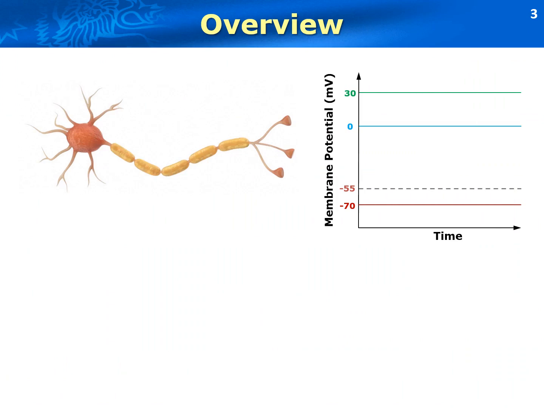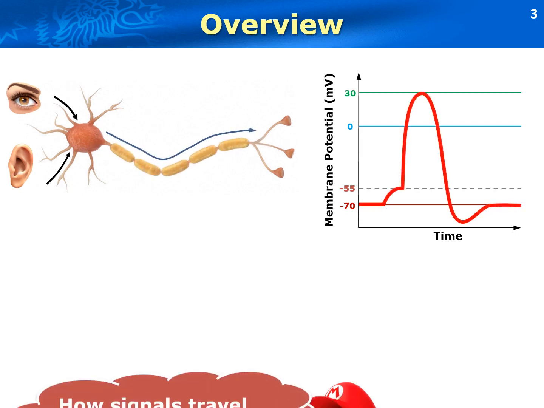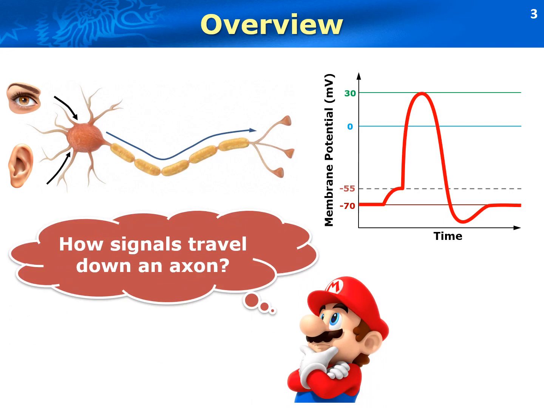Having learned the basic structure and different types of neurons, we are now ready to study how signals travel down an axon. More importantly, we should pay attention to how the voltage of a neuron changes during the signal propagation. This is all about action potential. Before detailing the action potential, I will first introduce some basic notions.